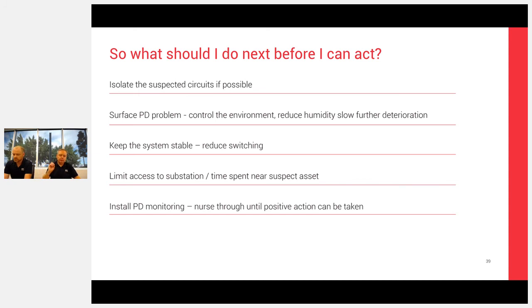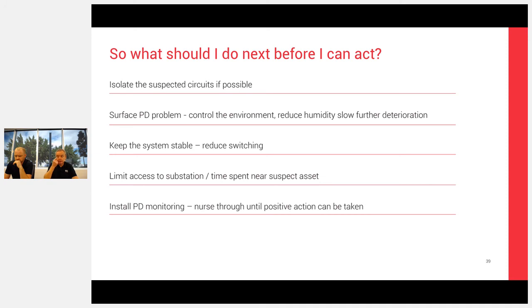So if you've got surface PD and you're trying to slow that degradation and further deterioration down, control the environment, look at the air conditioning, bring the humidity down, and you can do that, and that will buy you a certain amount of time as you're planning for changing on that. Keep the system stable, reduce the switching.